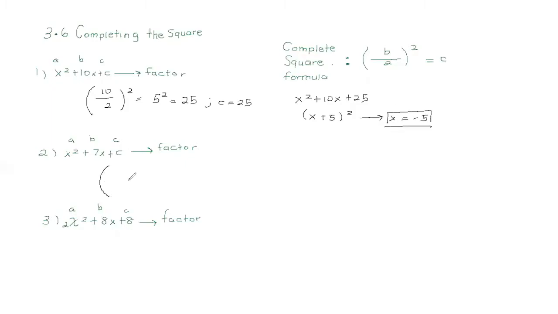Example 2, we are again going to use the complete the square formula. So 7 is our b value, so it's going to be (7/2) squared. 7/2 equals 3.5, and 3.5 squared equals 12.25. So our c value equals 12.25.